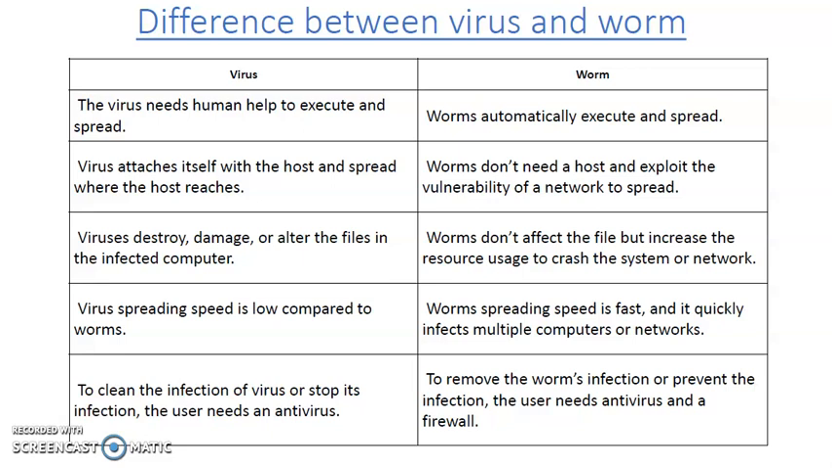Then a virus can destroy, damage or alter files. But worms don't affect files, but they increase resource usage. So they consume more memory as compared to a virus. Then virus spreading speed is low as compared to worms, but worms are faster and quickly infect multiple computers on a network in a short period of time.